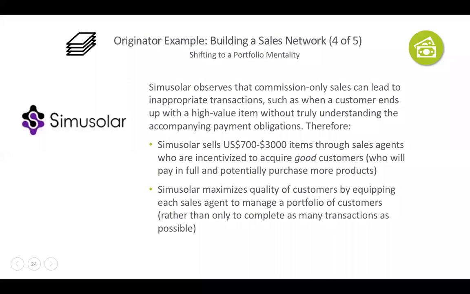So sticking with the SimuSolar example, SimuSolar sells high-value items and has observed that commission-only sales can lead to inappropriate transactions. Therefore, SimuSolar maximizes the quality of customers by equipping each sales agent to manage a portfolio of customers, rather than only to complete as many transactions as possible.